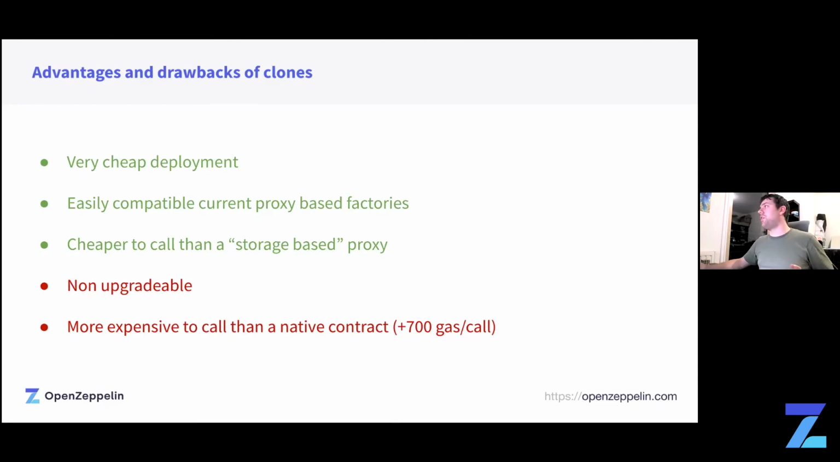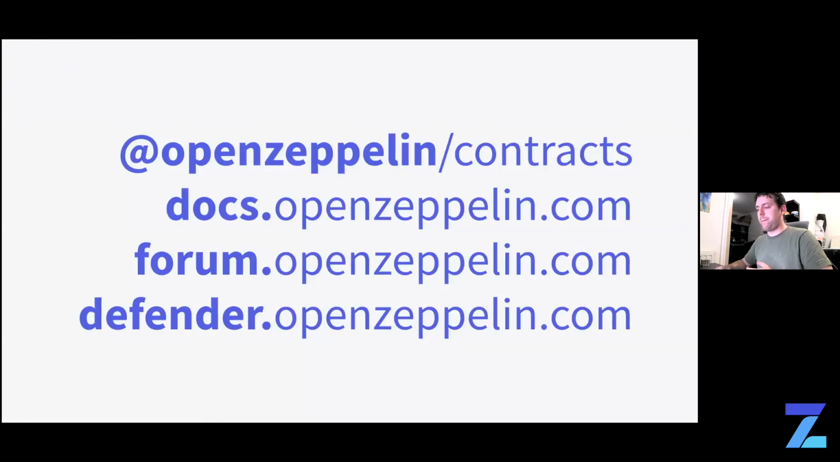And the other downside of the clone is that it's more expensive than calling a native contract. So this is why I think that Uniswap was somehow right not to use that for deploying pairs like ETH versus USDC, because the additional cost of every call would have been bigger for the community than the initial cost of deployment. But some contracts are not used as much as this, obviously. So in some cases, you will accept to pay this additional fee for each call, because it makes you save a lot of money when you deploy the contract initially.